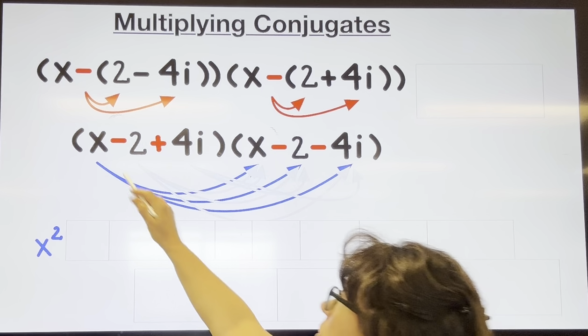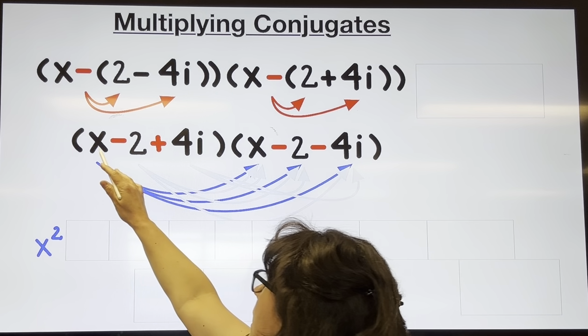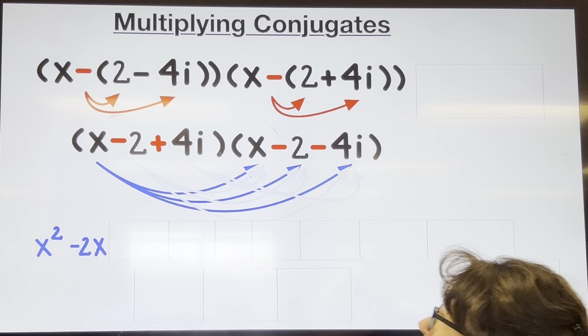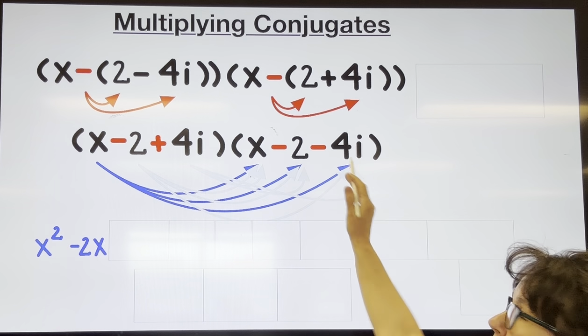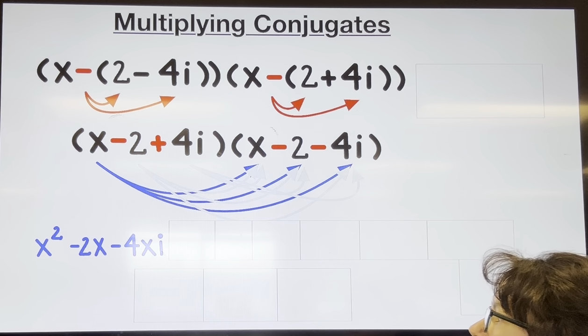Okay, so x multiplied by x is x squared. X multiplied by negative 2 is negative 2x. X multiplied by negative 4i is negative 4xi.